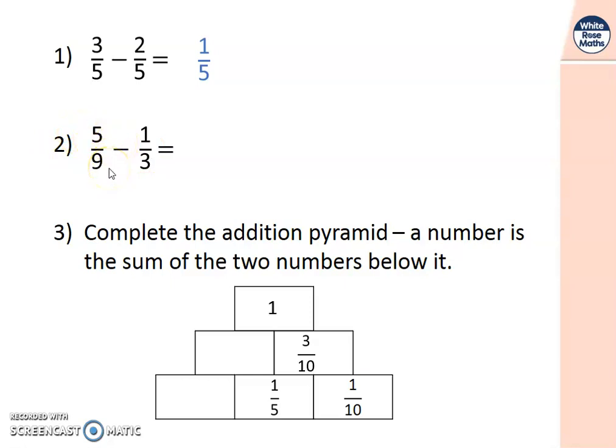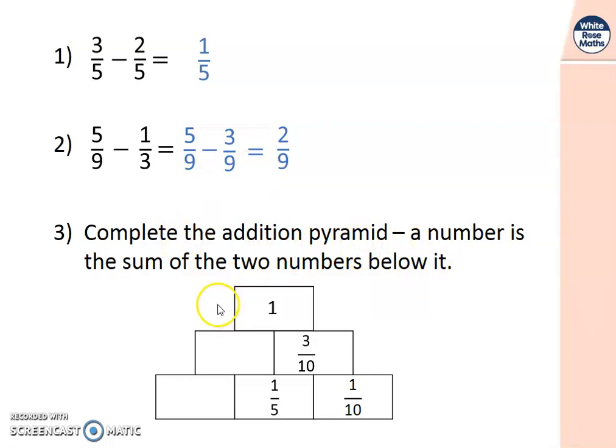For number 2, we're going to apply the skills that we learned for adding. If it was 5/9 add 1/3, we would need to change 1/3 to 9ths so that we can work with the same denominator. So we do the same when we're doing subtraction. We need to change this to 9ths. So we multiply that by 3 to make 9. So we multiply the 1 by 3 to make 3. So it's 5/9 subtract 3/9. 5 subtract 3 is 2. So it's 2/9.